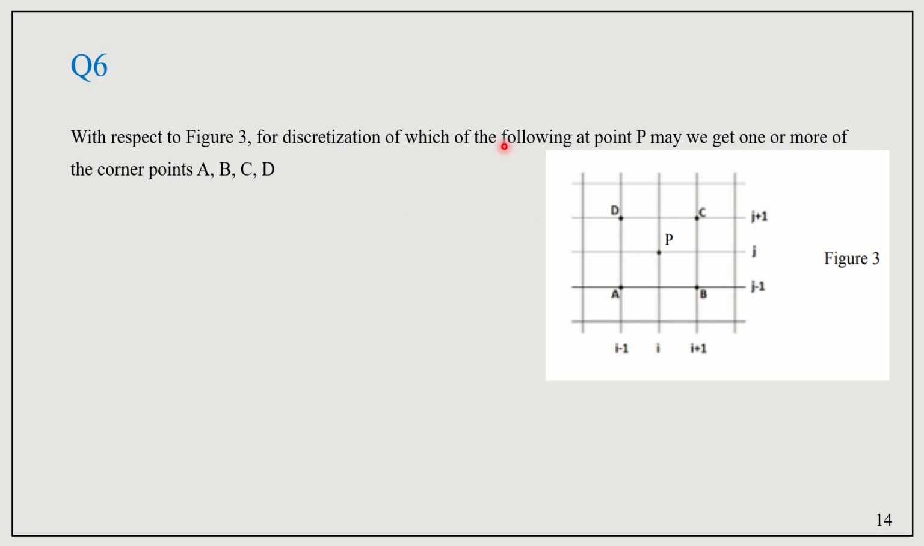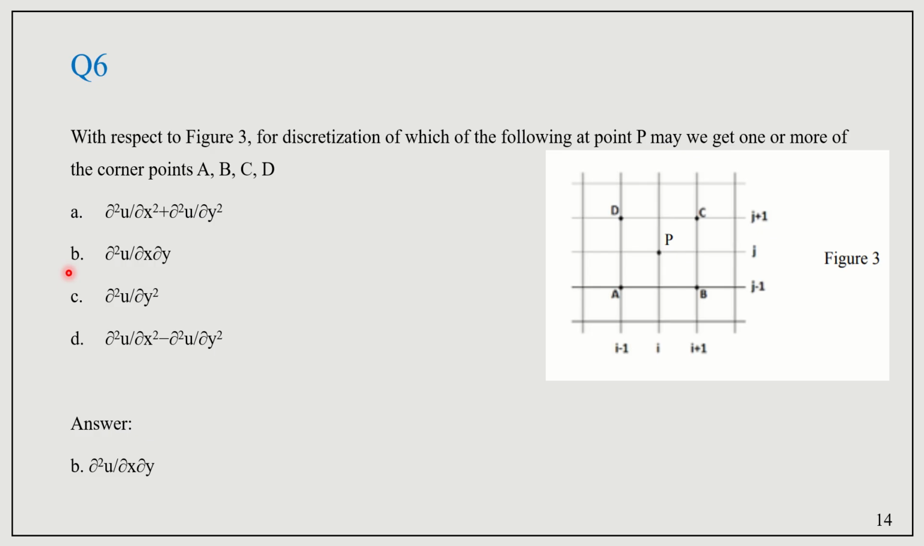With respect to figure 3, for discretization of which of the following at point P may we get one or more of the corner points A, B, C and D? For ∂²u/∂x² plus ∂²u/∂y², we are not getting any corner points. But for ∂²u/∂x∂y, we are getting corner points. Similarly for ∂²u/∂y², we are not getting any corner points. Or if we go with ∂²u/∂x² minus ∂²u/∂y², again we are not getting any corner points. So option B, ∂²u/∂x∂y, is the right answer.